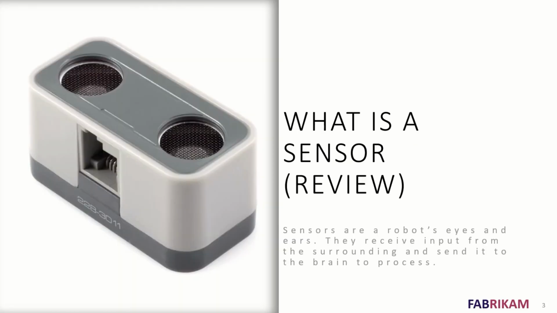So let's talk about what a sensor is, just for review. Sensors are robots' basically eyes and ears. They receive input from the surroundings and send it to the brain to process. So the brain might ask for specific input, for example, from the distance sensor over here. The sensor has to take the input and then send it back to the brain.